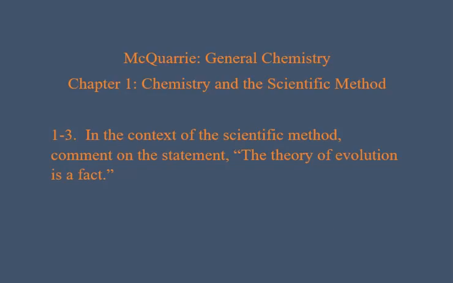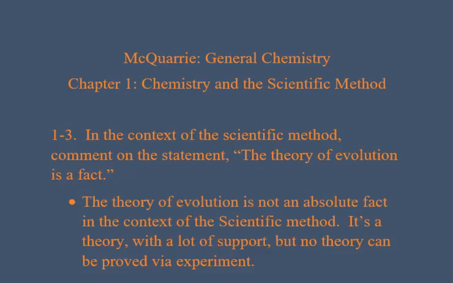Moving on to question 1-3. In the context of the scientific method, comment on the statement, the theory of evolution is a fact. The answer is that the theory of evolution is not, quote-unquote, an absolute fact in the context of the scientific method. Basically, it's a theory. When you're talking about the scientific method, all you have is theories. And some theories are much more robust than others, okay?